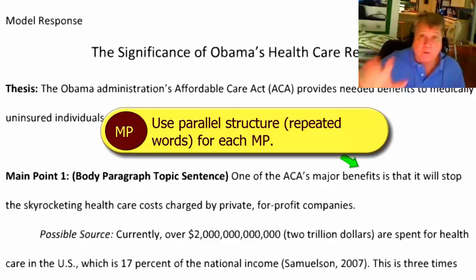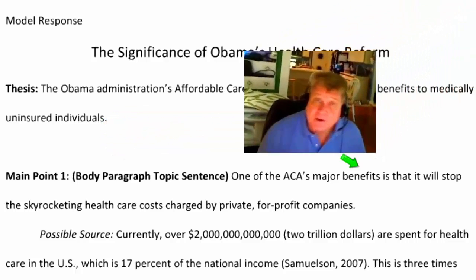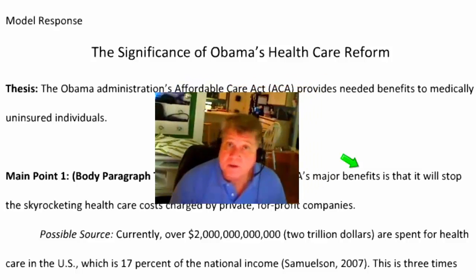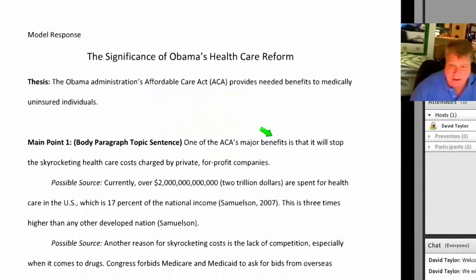reminding the reader, hey, we're going from one main point to the next main point. We've now finished with that point, now we're going to the next. And that's why you use those sequence words, first, second, third. It's why you use the parallel structure. One benefit is, and the next paragraph will say a second benefit is, and the third paragraph will say a third benefit is. It's very important that you keep those structural elements in mind because they signal the organization of your paper.